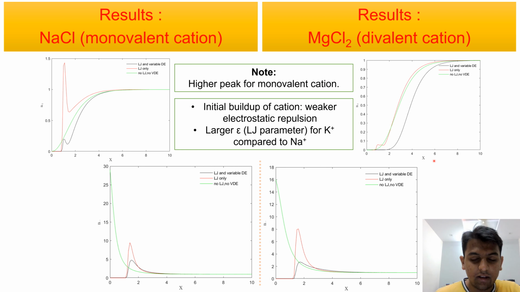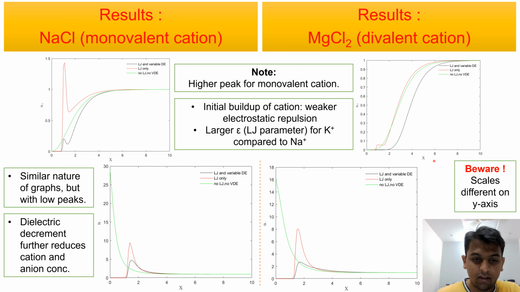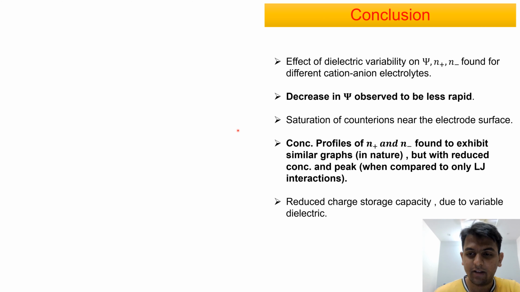Now we move to the negative ions. We again see a similar nature in the graph, but again the peaks are a bit lower, and this amounts to the fact that there is a lesser concentration of negative ions as well as positive ions in the electric double layer. Okay, so upon the addition of a variable dielectric, I came to the conclusion that the decrease in the psi values was observed to be less rapid, and the concentration profiles for the positive and the negative ions were found to exhibit a similar nature in the graphs, but with reduced concentration and peak values.